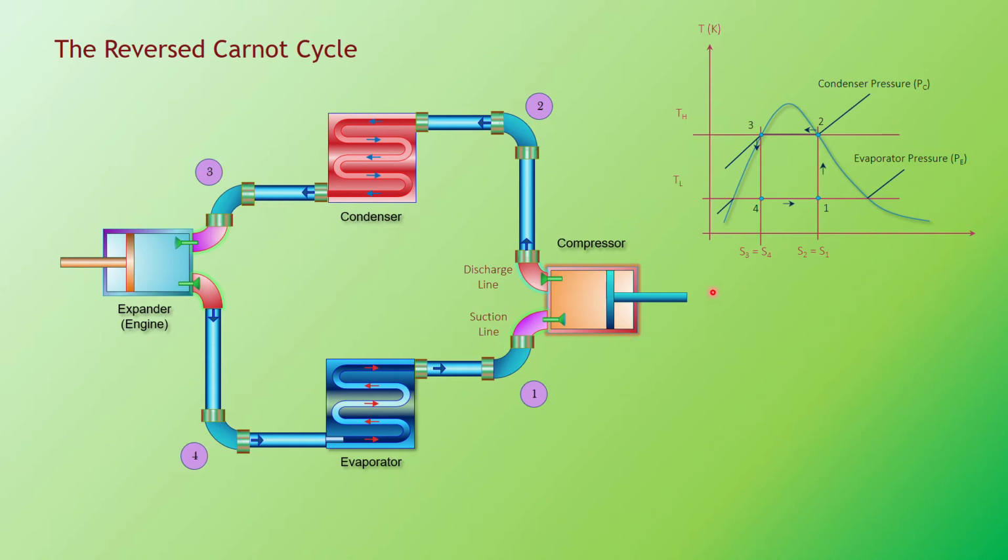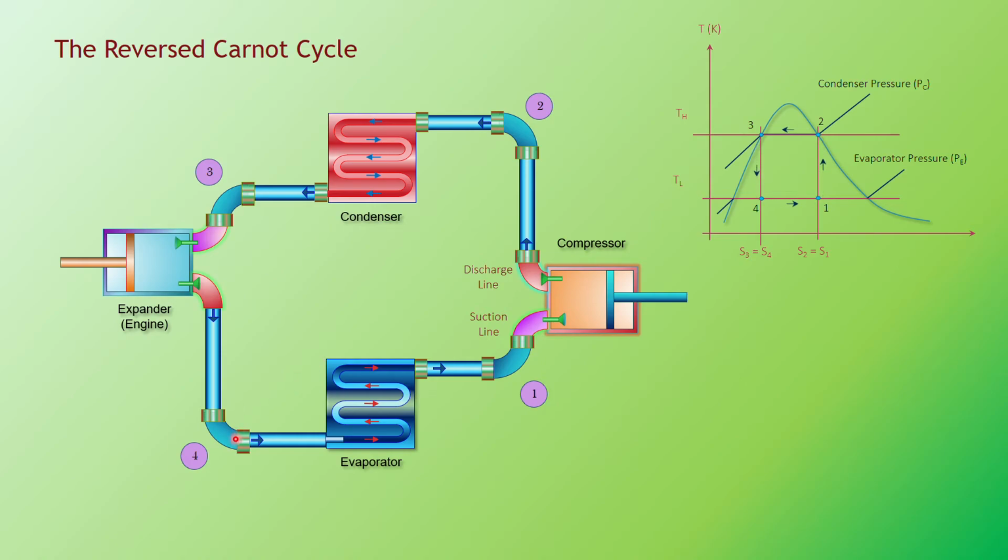Okay, so basically this is your reverse Carnot cycle. This is the schematic diagram of your reverse Carnot cycle: compressor, condenser, turbine or an engine or expander, and an evaporator. Here we don't call it a turbine.